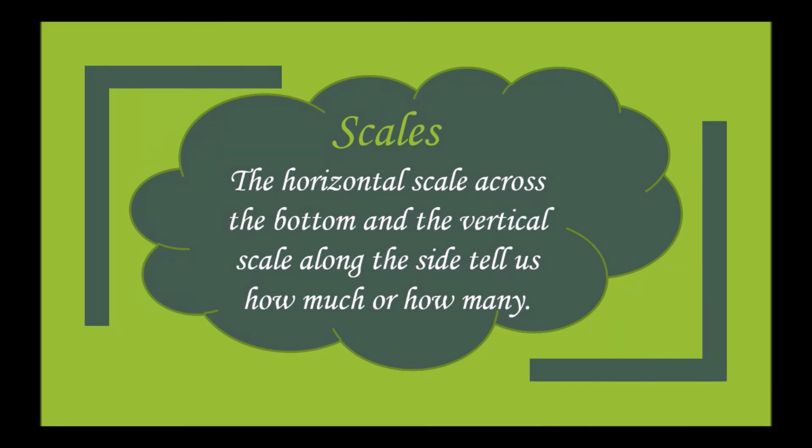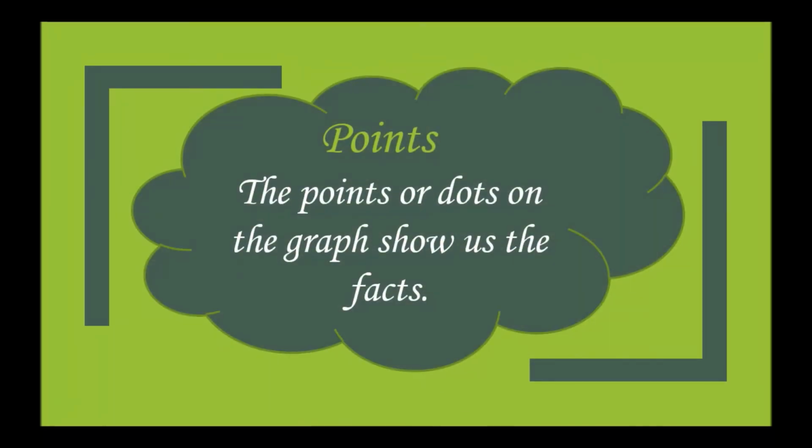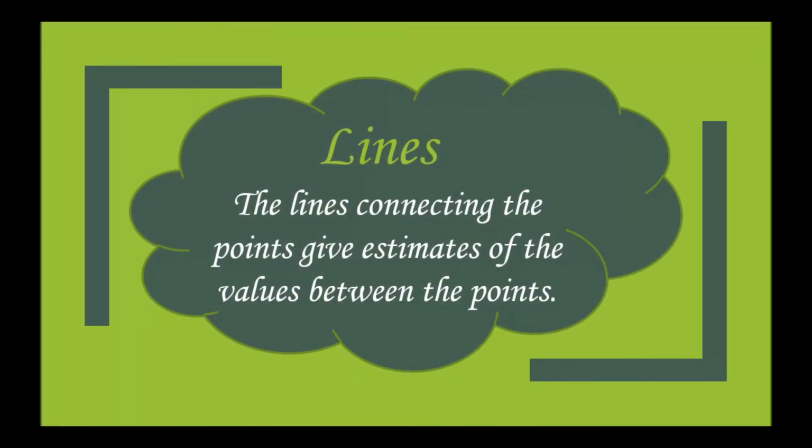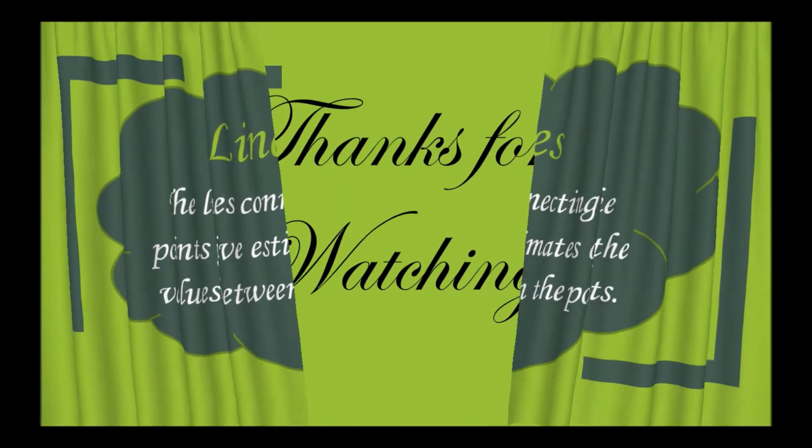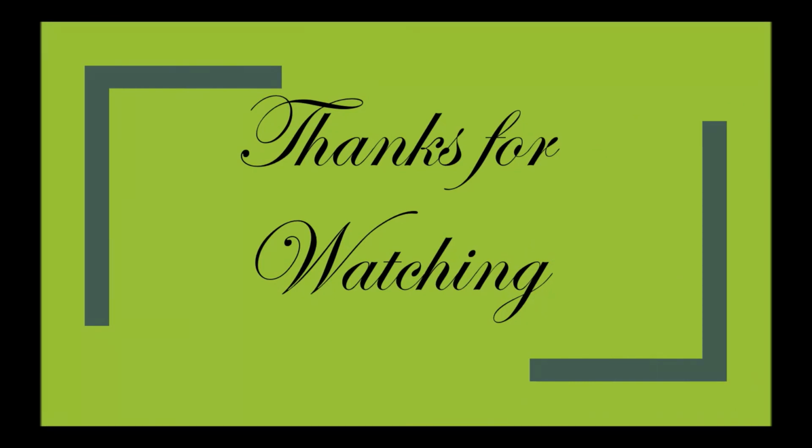Scales. The horizontal scale across the bottom and the vertical scale along the side tell us how much or how many. Points. The points or dots on the graph show us the facts. Lines. The lines connecting the points give estimates of the values between the points. So this was all about the line graph and the important points to be remembered in the line graph.